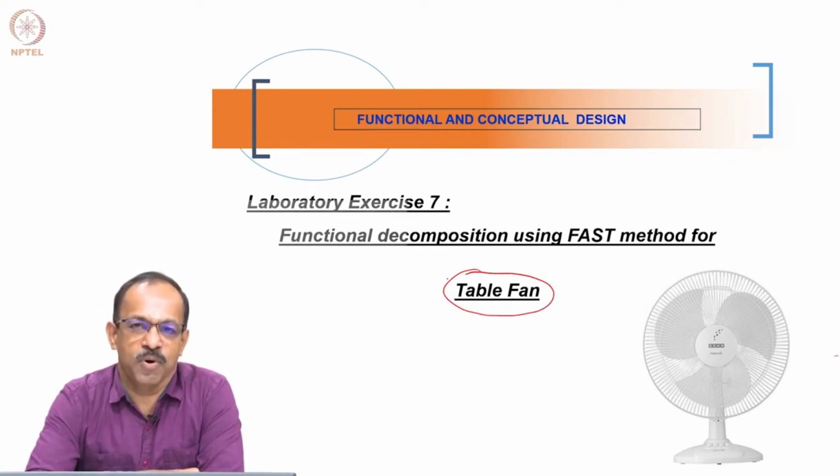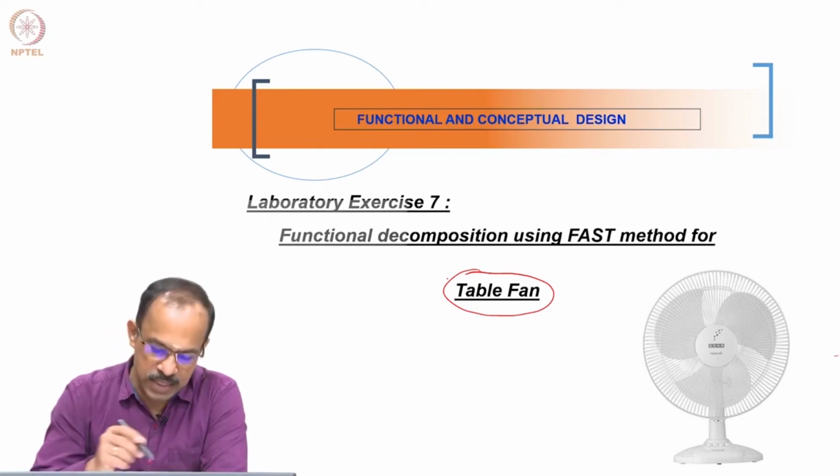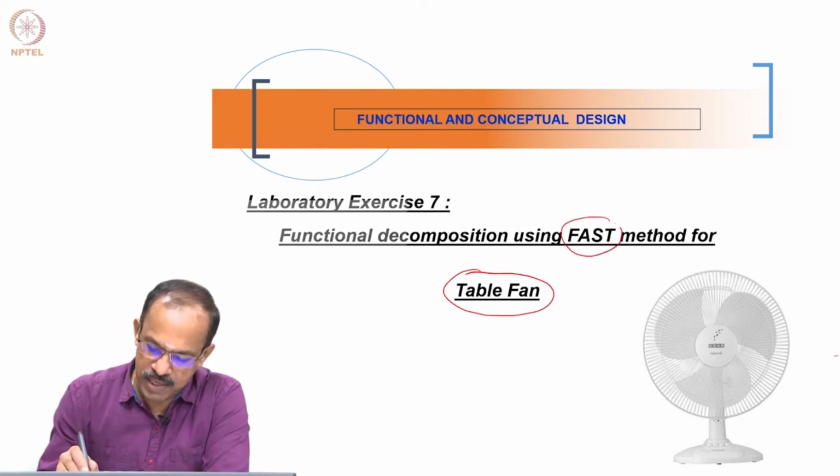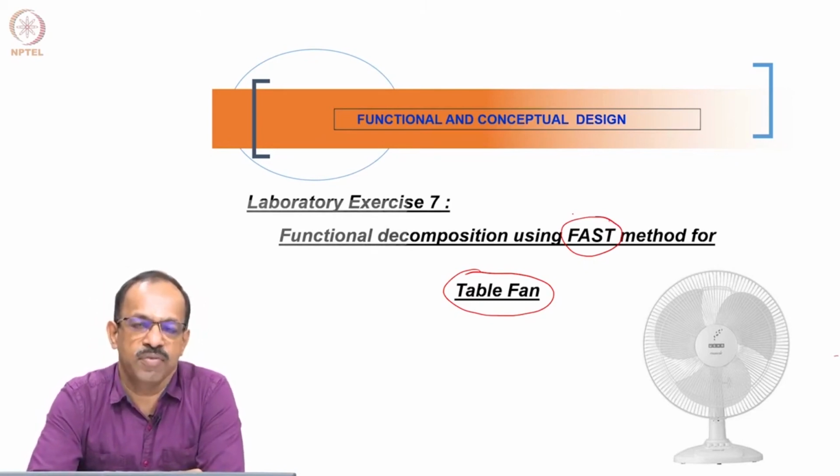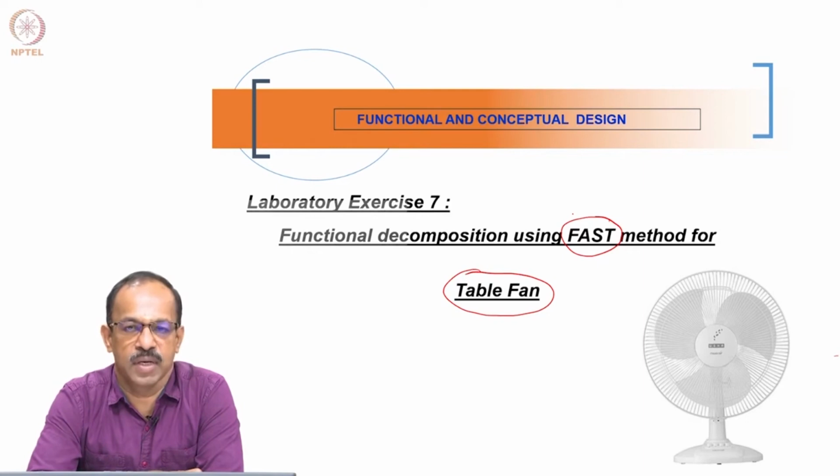So we'll look at this product today and see how the functional decomposition can be carried out for this product, and how we can use the FAST method, which you are familiar with now, that is the Function Analysis System Technique. So how can we use the FAST method for decomposing this product?